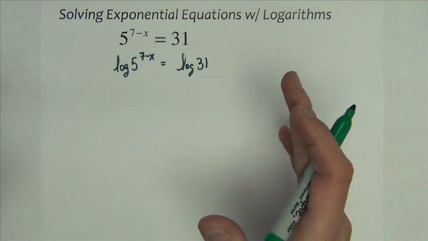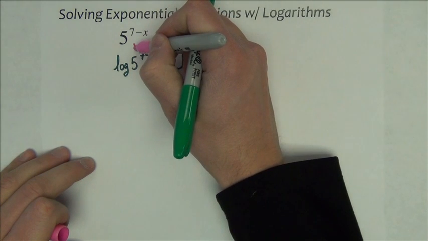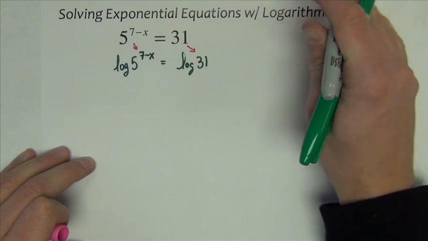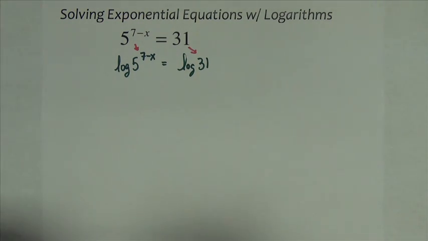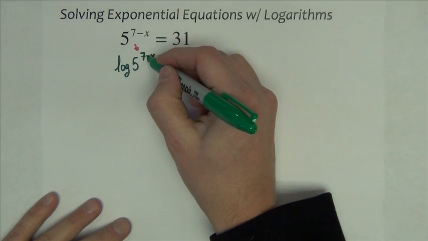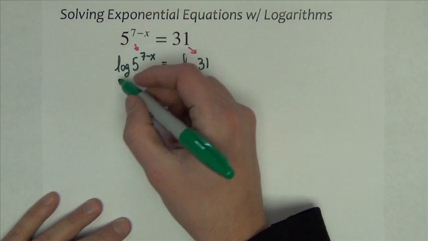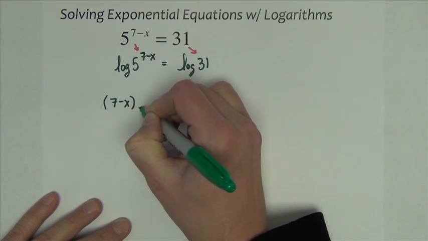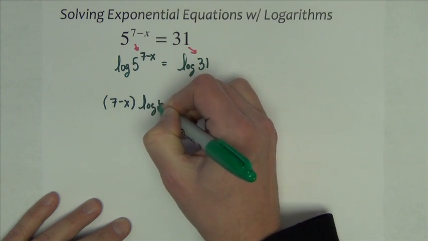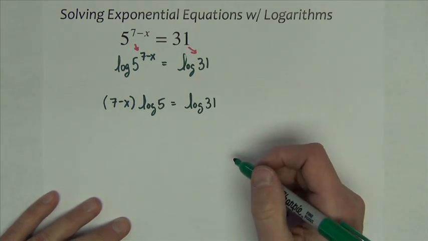Okay, so notice that the equation is still there, right? The 5 raised to the 7 minus x and the 31, they're still there. We just put a logarithm in front of each side, and as long as I do the same thing to each side, that's perfectly fine. Well, now I've got a 7 minus x, which is in the exponent of a logarithm now, and I can use the logarithm property to pull that exponent to the front. 7 minus x moves to the front of log 5, and that equals log 31.